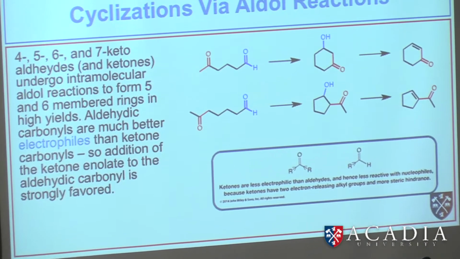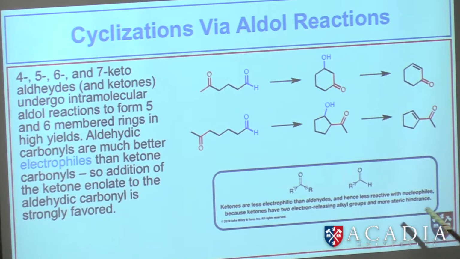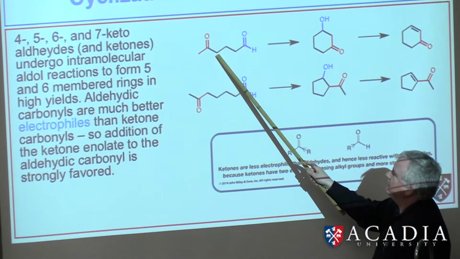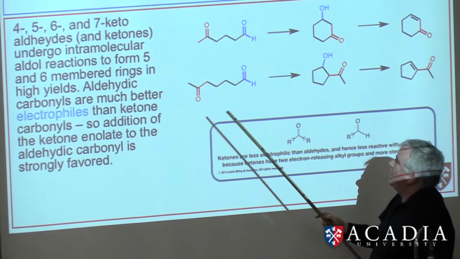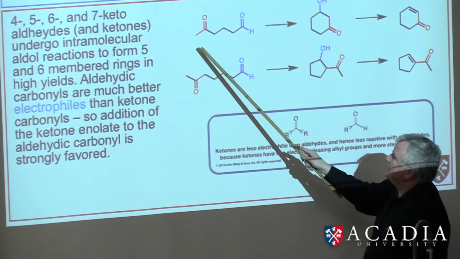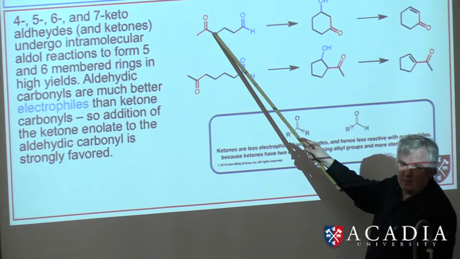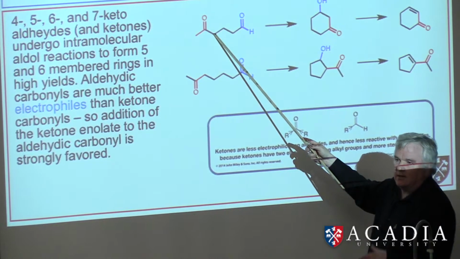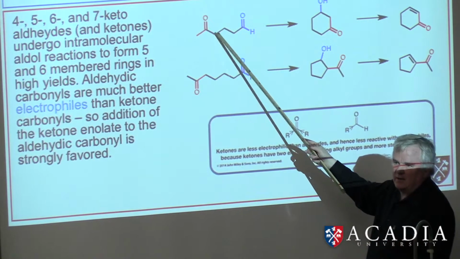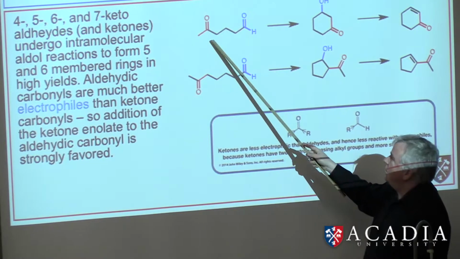All of the enolates can form. We can pull off a proton from this carbon, a proton from this carbon, and a proton from this carbon. But if we pull off a proton from this carbon, we can form a 6-membered ring. If we pull off a proton from this carbon, we can only form a 4-membered ring. And we know that 4-membered rings are highly strained and difficult to make. So in fact, the reverse reaction would probably go.